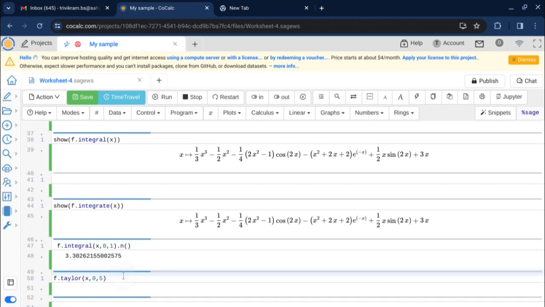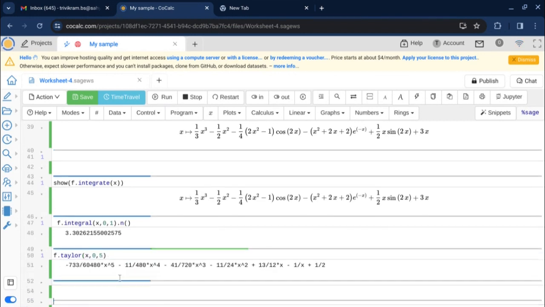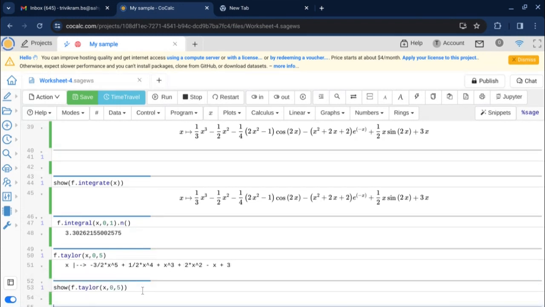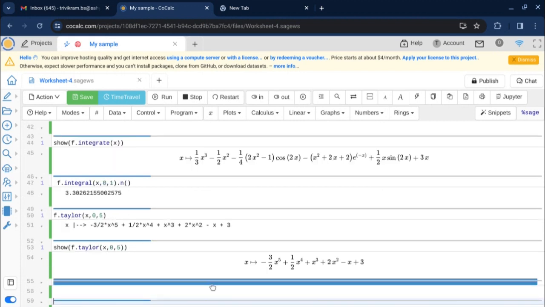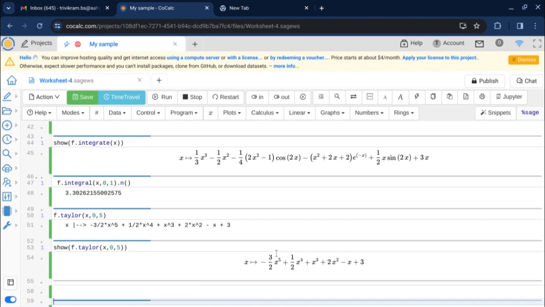If I want to find the Taylor series of this, you can get the Taylor series of f of x also in this manner. I want to get it in equation form, so I am going to press show of this. So this is the Taylor series of the given function f of x.